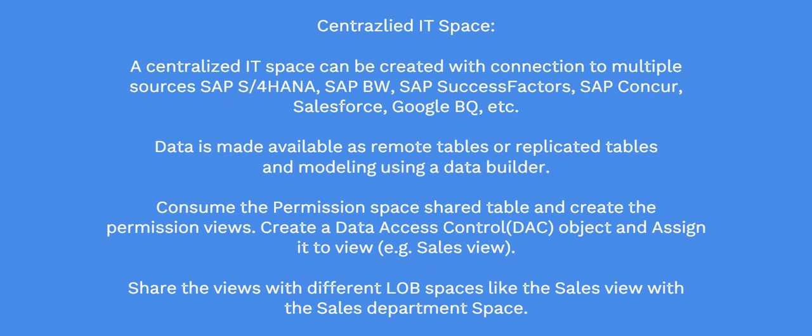Centralized IT space. A centralized IT space can be created with connection to multiple sources: SAP S/4HANA, SAP BW, SAP SuccessFactors, SAP Concur, Salesforce, Google BQ, etc. Data is made available as remote tables or replicated tables and modeling using a data builder. Consume the permission space shared table and create the permission views. Create a data access control object and assign it to a view, for example, sales view.